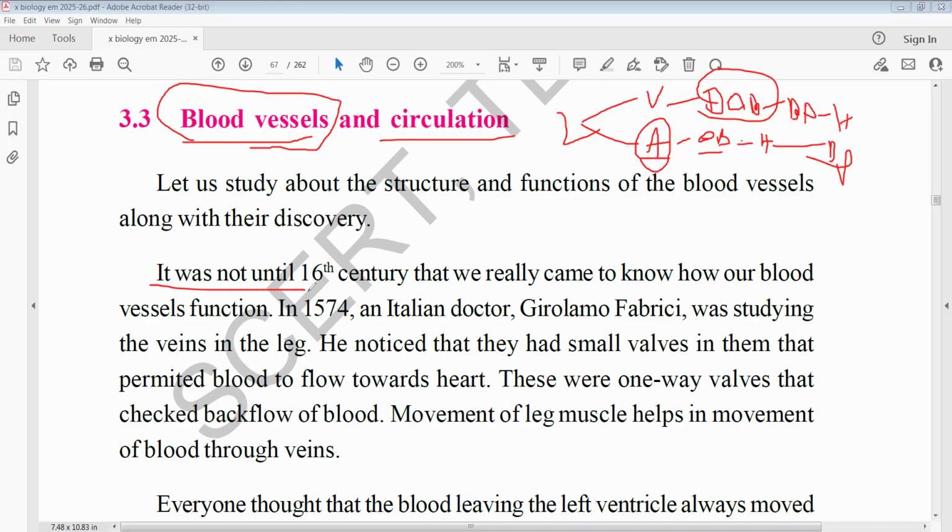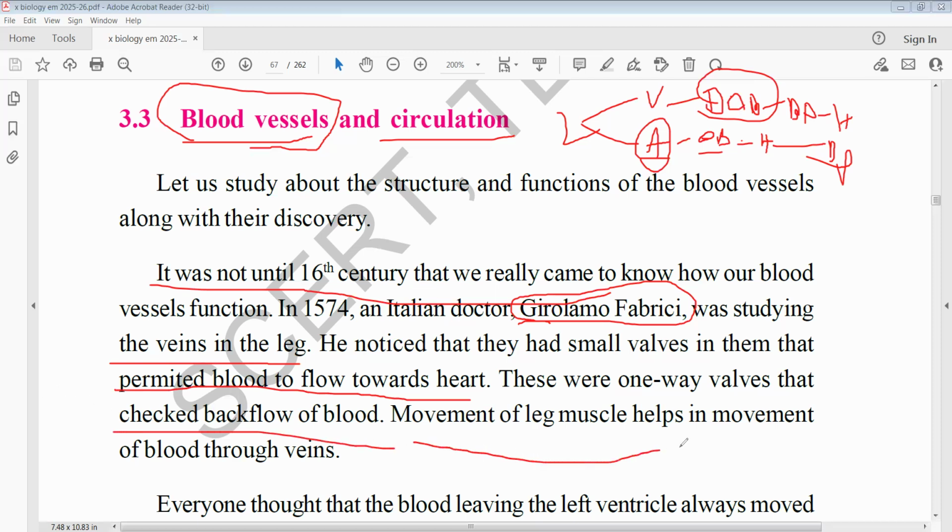In the 16th century, the Italian Girolamo Fabrici was studying the veins in the leg. He noticed that they had small valves in them that permitted blood to flow towards the heart. These were one-way valves that checked backflow of blood. Movement of leg muscles helps in the movement of blood through the veins.